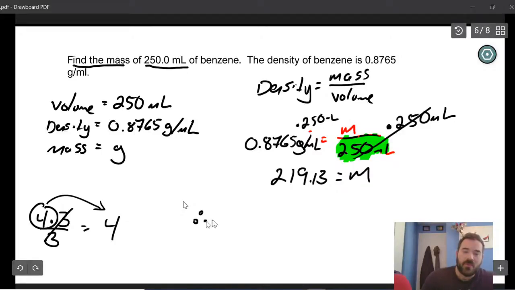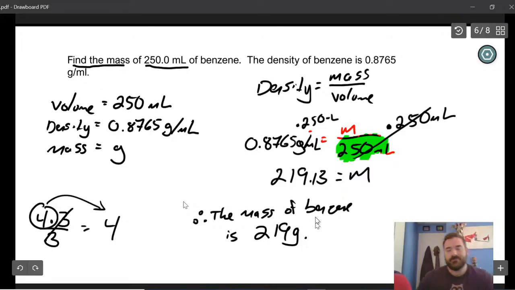So I would write, therefore, the mass of benzene is 219 grams.